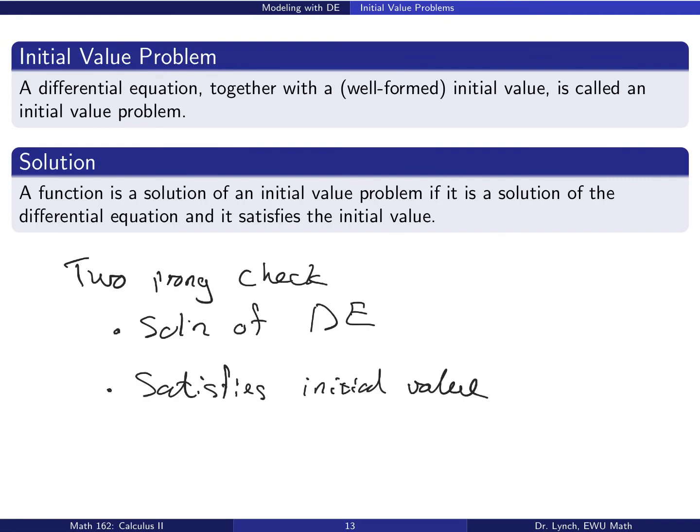So to check or to verify whether a function is a solution of an initial value problem, there are two things we have to look at. We have to ensure that our function is a solution of the differential equation, which we just talked about. And then we should also make sure that it satisfies the initial value. And we'll see how to do that in a second.